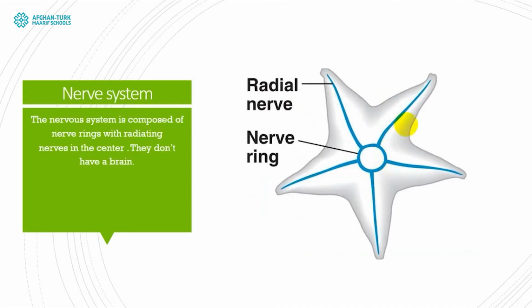About their nervous system, we can say that they got a nerve ring and nerve cords run to each of the arms that they got. This kind of nerve is called a radial nerve. So they got a radial nerve. And basically they got a nerve ring, they lack a brain.